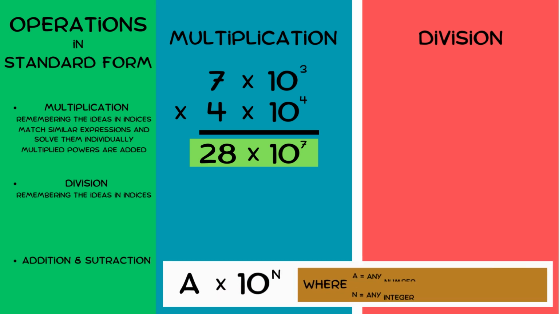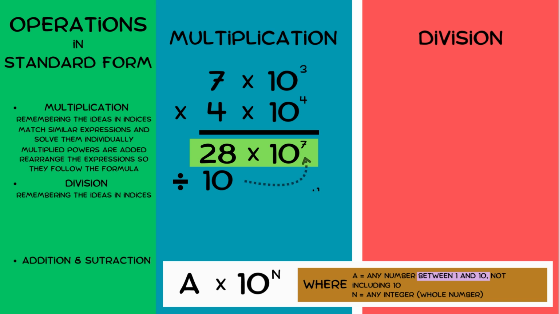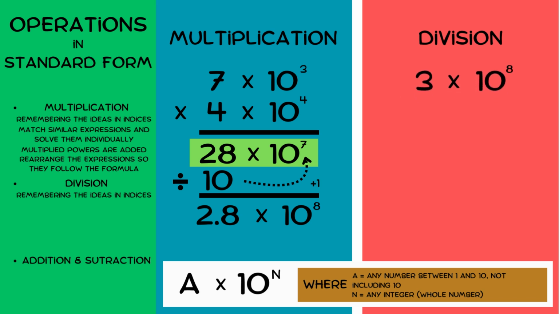However, as we said before, the first number needs to be between 1 and 10, so we must divide that number by 10 and place that 10 into the power, making our final answer 2.8 times 10 to the power of 8. Another example would be 3 times 10 to the 8 divided by 5 times 10 to the 3.